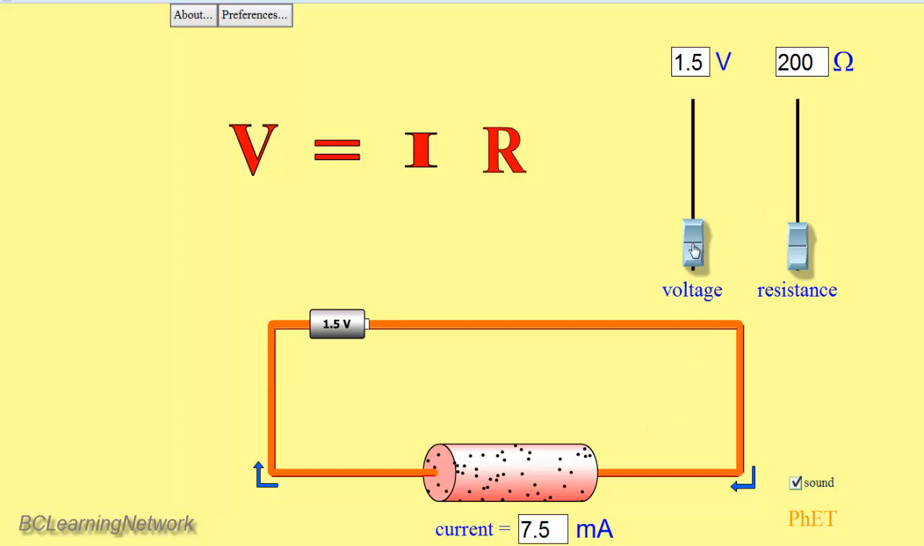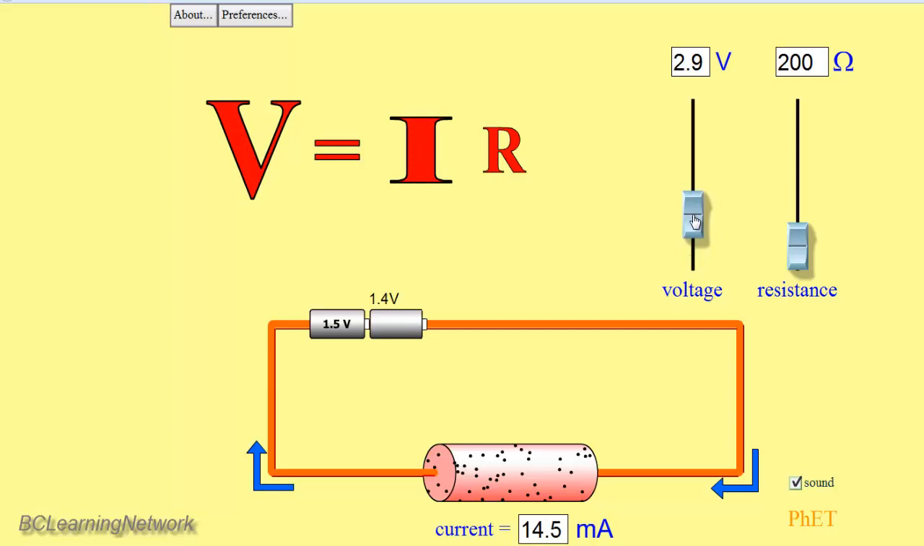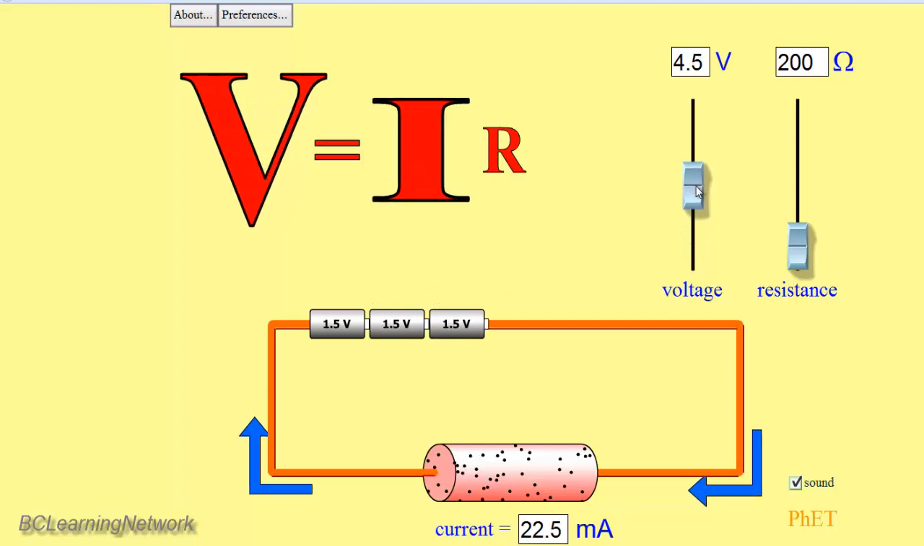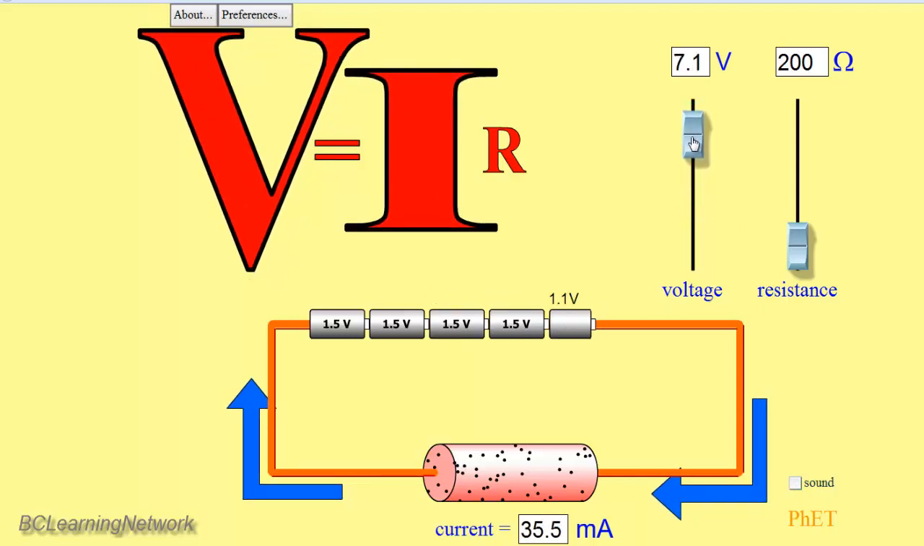Now I can adjust the voltage in the circuit, and if you think of voltage as electric pressure, if I crank up the pressure in the circuit, just like on a hose in your garden, if I crank up the pressure, the flow, which is our current, increases. It goes to 15 milliamps. I keep cranking it up, add another battery, the flow goes to 22.5 milliamps, and so on and so on. I'm going to turn the sound off. So as the voltage or the electric pressure goes up, we see immediately that the current increases.